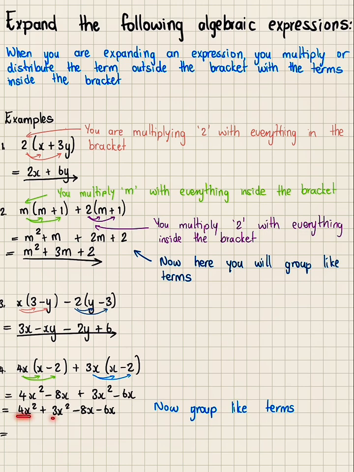And then you're going to say 4x squared plus 3x squared, which is going to give you 7x squared. So you only add the coefficients and you leave the variables as they are. You don't change them. You're not multiplying, you're adding, so you leave them. And then you're going to say minus 8x minus 6x, which is minus 14x. Add the coefficients and leave the variables alone. So are we good? Are we having fun?